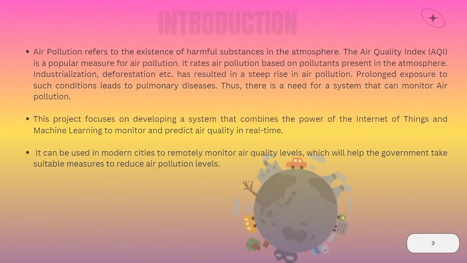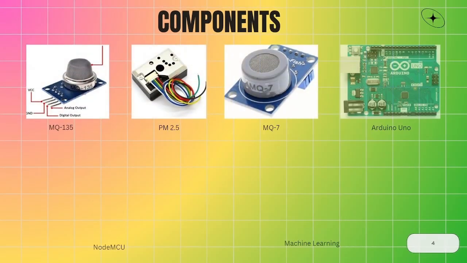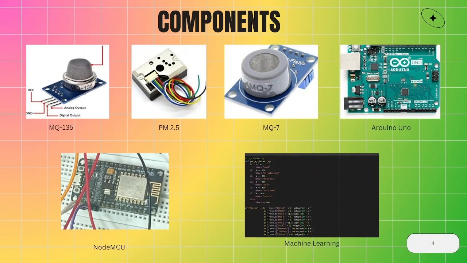If we move forward now, these are the components that we have used for our project. We have used MQ135, PM2.5, MQ7 as the sensors, and we have used Arduino Uno, Node MCU, and for the software part we have used machine learning.